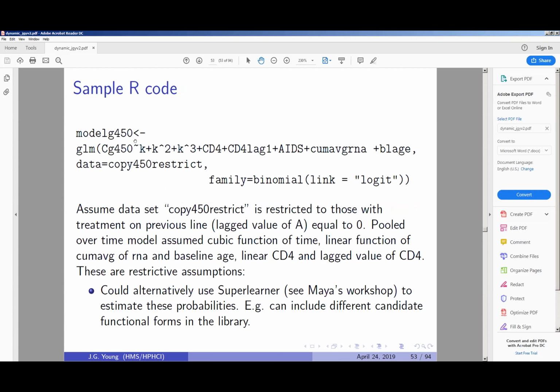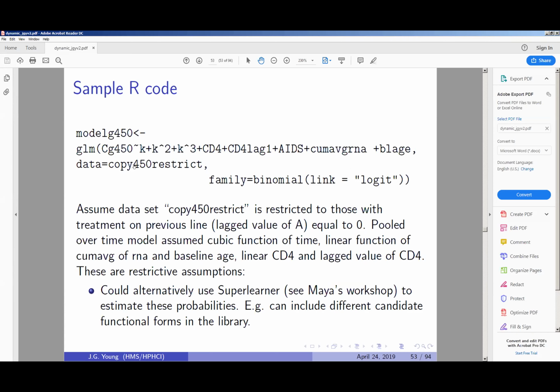say, 450. Here, for example, I might assume it's a cubic function of time, the current value of CD4, the lagged value 1 month back, your current age, status, whether you've progressed to AIDS at time K, and maybe I make a sort of strong assumption that the whole viral load history is captured by the cumulative average of that history. And then I can include some baseline covariates like baseline age.